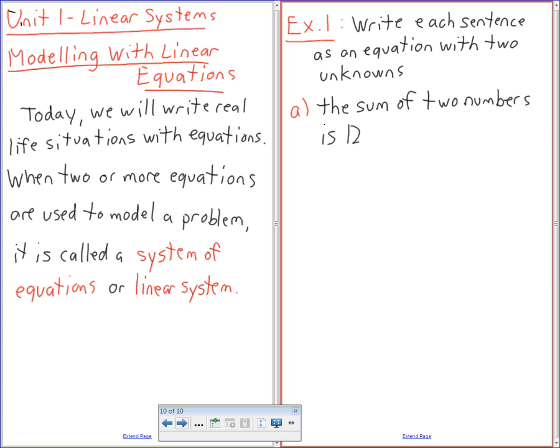The sum of two numbers is 12. Can someone be brave and try and make an equation for that? What does sum mean? Adding, right? So what it says is sum of two numbers. Nick, go ahead. It would be like x plus y equals 12. Sounds good to me. Now I'm going to fix up his solution a little bit. Now I'm going to say let x equal the first number.